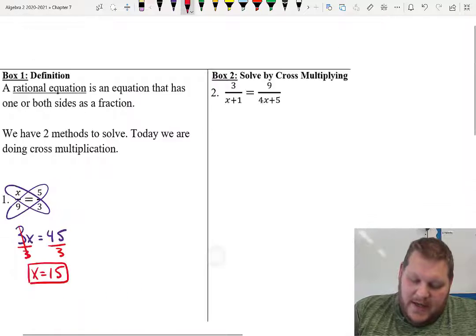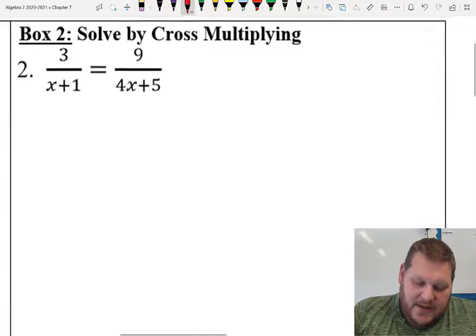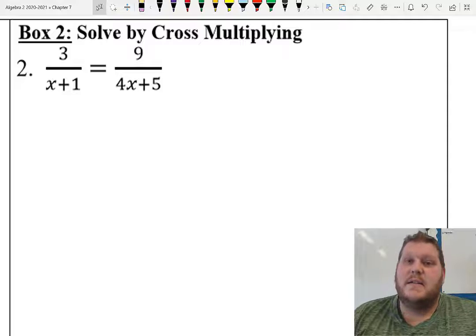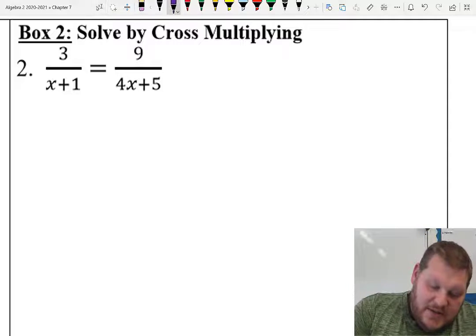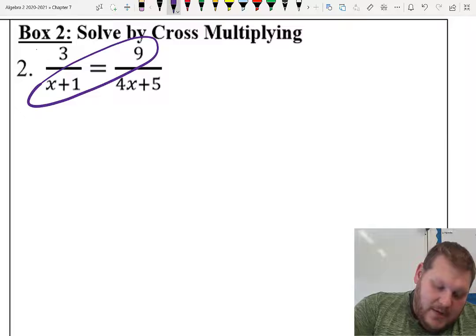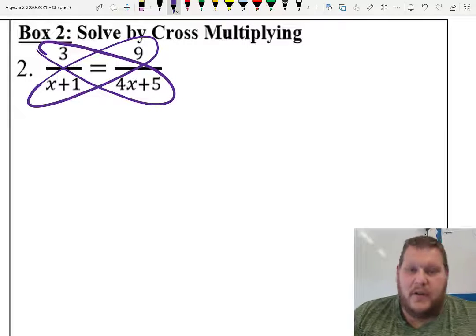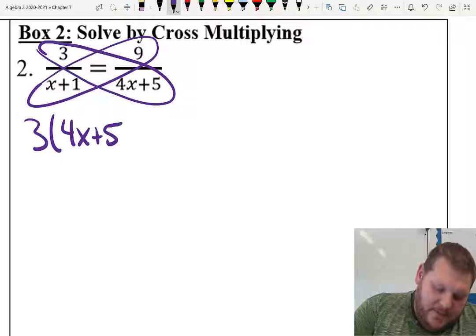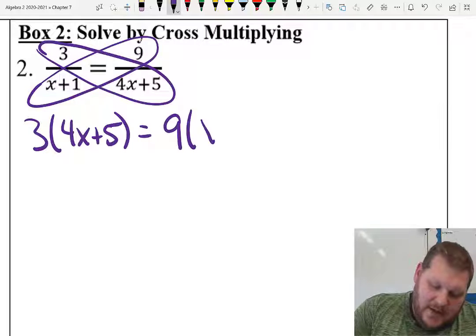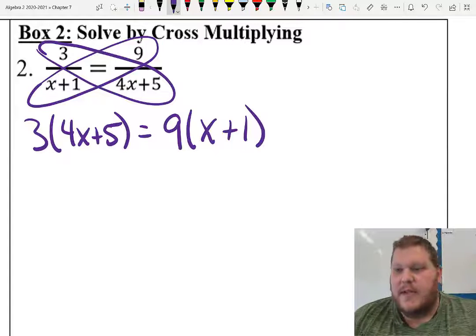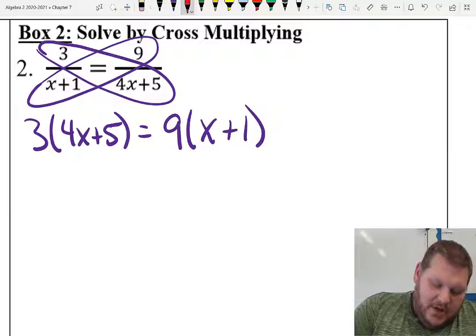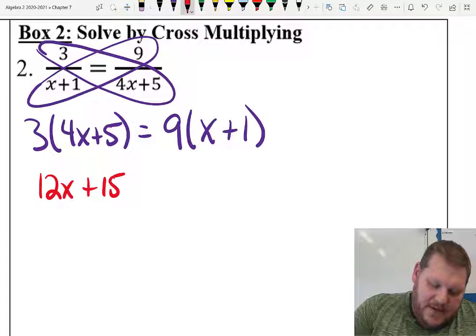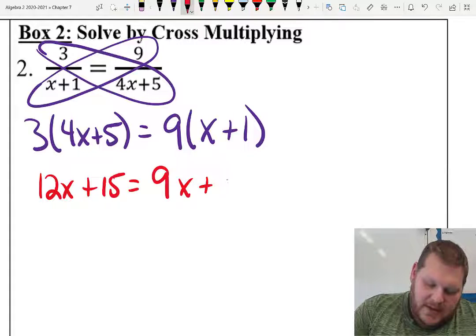Where it'll start to get more complicated, obviously, as we have expressions on both sides, it's going to get a little bit messier, but it's still the same process. I'm still just taking and multiplying my denominator by the opposite numerator and vice versa. So here I'll have to distribute, and I'll show my scratch work here. So my first one, 3 times the opposite denominator of 4x plus 5 has to be equal to 9 times the opposite denominator of x plus 1. So distributing in gives me 12x plus 15 equals 9x plus 9.